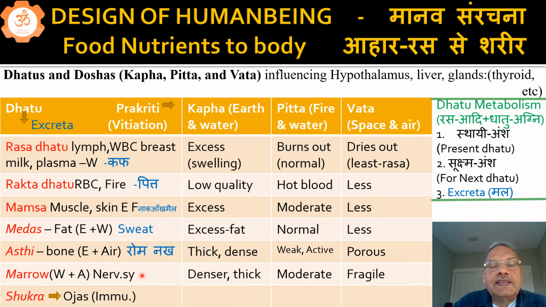From bone marrow, when it is further processed, the Sukshma Ansh is converted to Shukra. As we have already discussed, there is the Sthayi Ansh, the Sukshma Ansh, and the excreta. So for bone marrow, what is the excreta? You will see eye secretions, some thick white-colored wastage coming out from the eyes. And similarly, other excreta, some oil coming out from the skin. So there are some excreta from bone marrow of this quality.